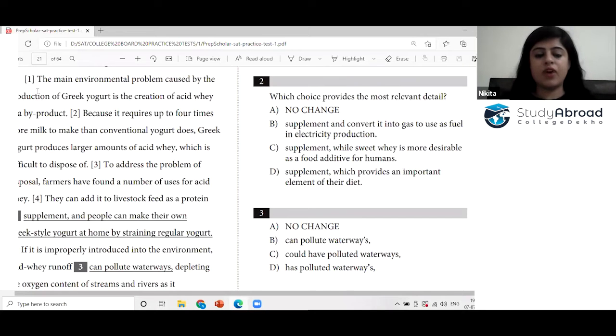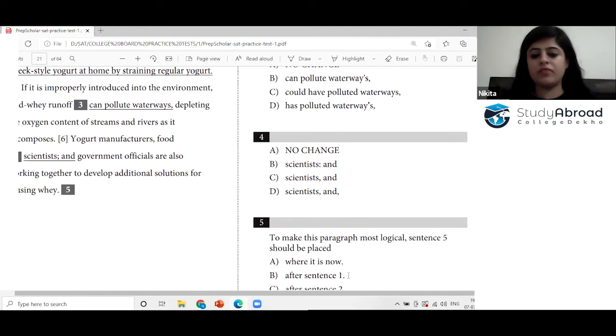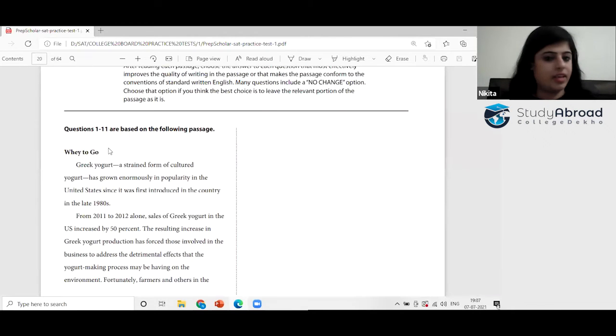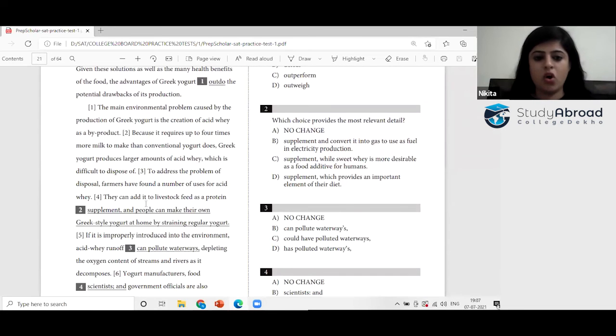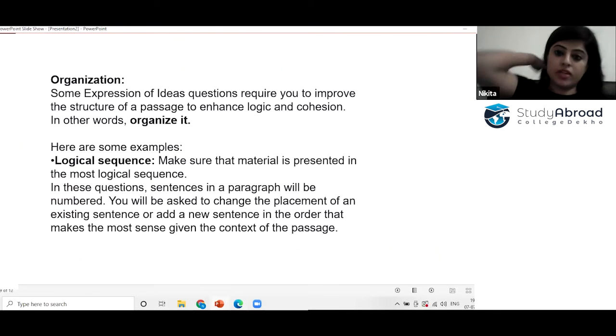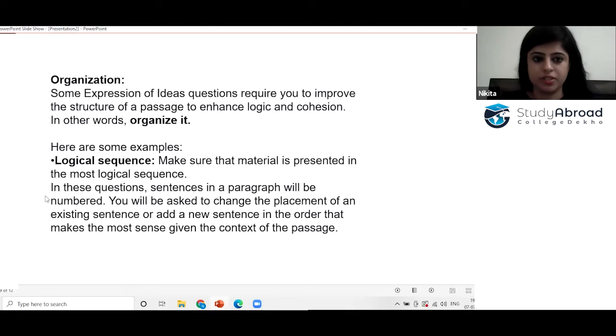Whenever you see one of the paragraphs being marked with sentence numbers like this, that means one of the questions like this is going to appear on screen. There were no markings in the previous paragraph, but in this paragraph, all the sentences are marked. How are we supposed to look for these types of questions? These types of questions are called organizational questions. You are going to organize, right? You are deciding where one of the sentences is best placed. You are going to organize the thought.